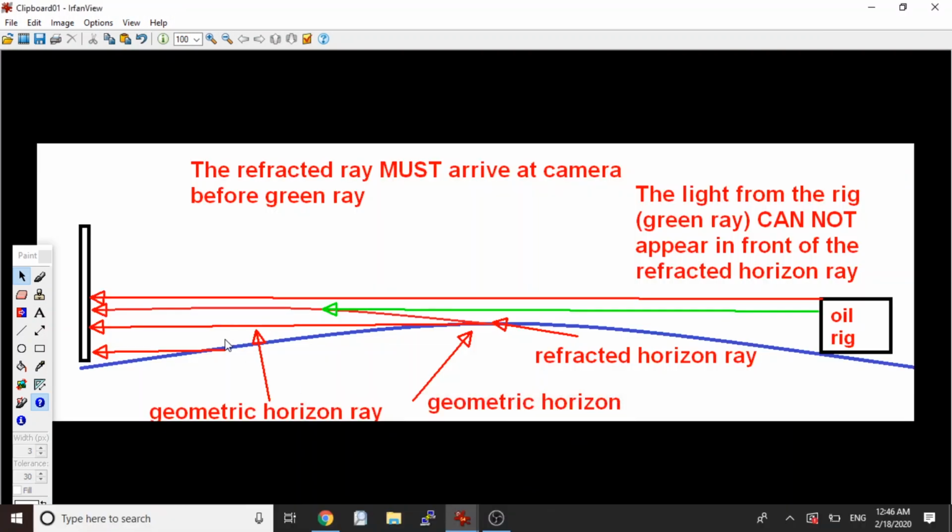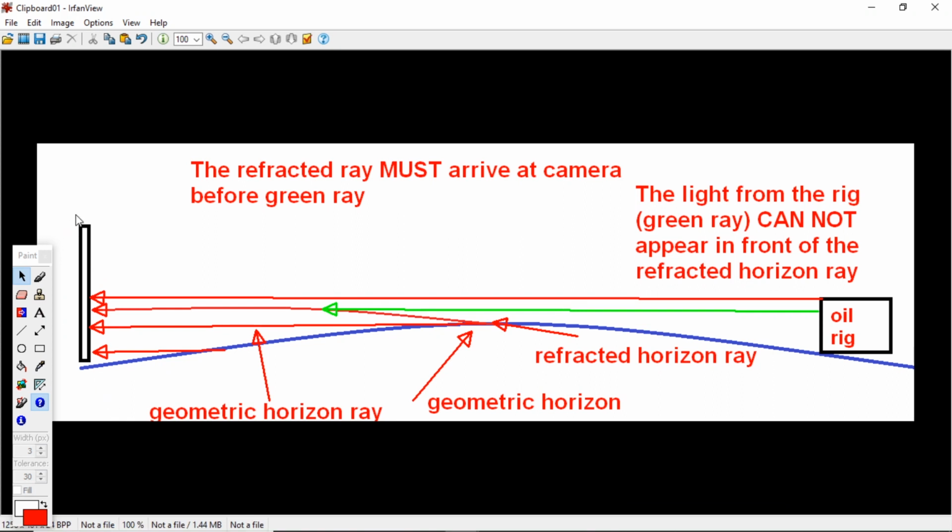So, let me show you a little diagram. This diagram shows a bunch of things. First things first, these straight rays represent no atmosphere, right? Straight lines, the light's traveling in straight lines. Here's the geometric horizon. The line travels straight. This rectangle represents the camera sensor. So we have a geometric relation between these points. The oil rig, the horizon.